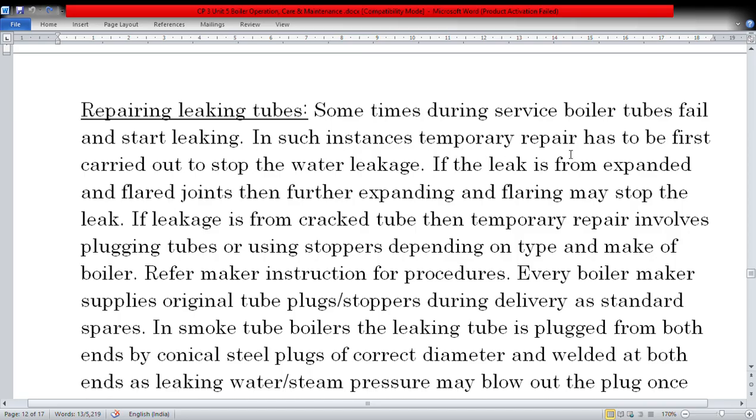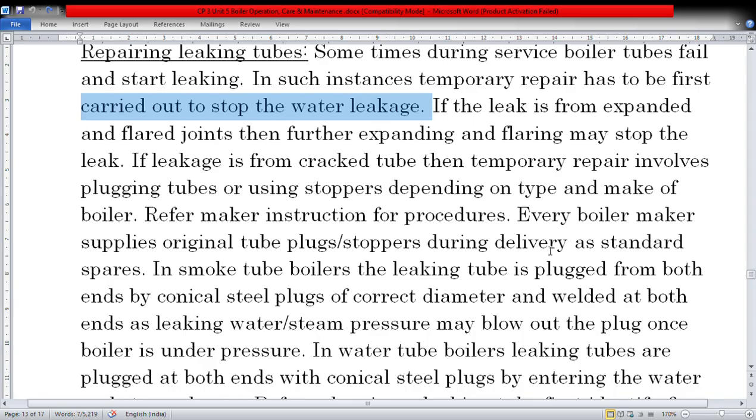In such instances temporary repair has to be carried out first to stop the water leakage. Now how many tubes can be blocked, or how many tubes we can put a plug in, if it is leaking, what is the percentage? That I have made in a separate video, you can watch that please. If the leak is from expanded and flared joints, then further expanding and flaring may stop the leak. If leakage is from a cracked tube, then temporary repair involves plugging tubes or using stoppers depending on the type and make of the boiler. Refer to the maker's instructions for the process. So we are supposed to refer to that.